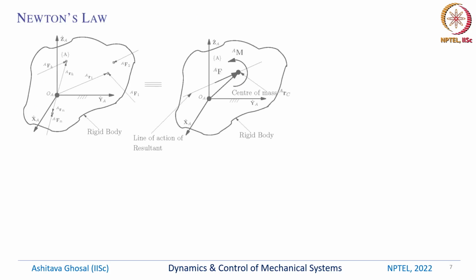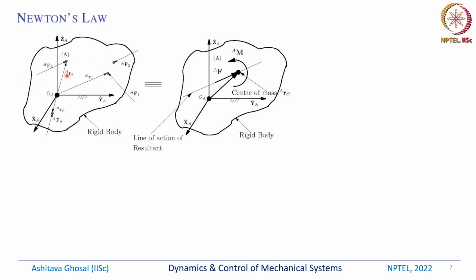So let's continue. A very important notion used to obtain the equations of motion is Newton's law. So let us briefly recapitulate what Newton's law is. Basically we have a rigid body, and let's say there are these external forces AF1, AF2 and so on, which are acting on this rigid body at different points. AF1 is acting at AR1, AF2 is acting at some other point and so on.